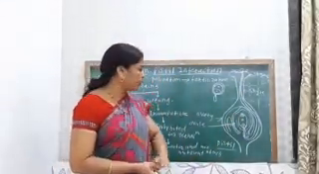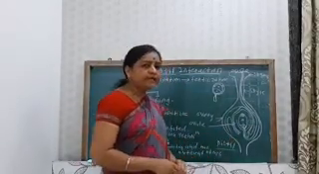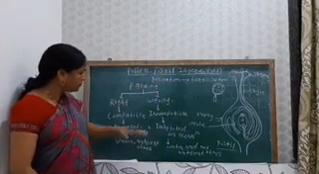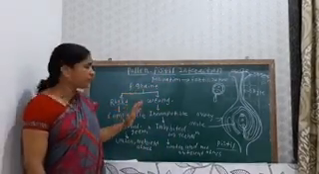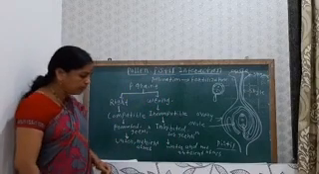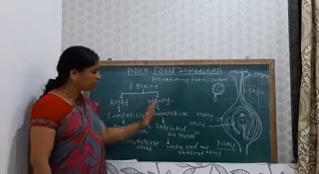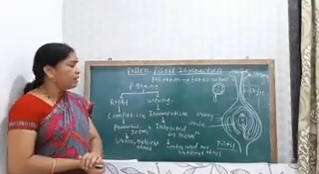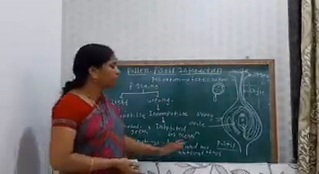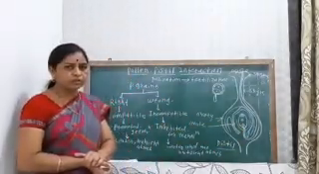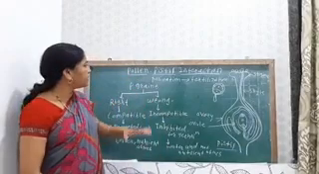So that is about pollen pistil interaction. In the pollen pistil interaction, the wrong type of pollen grain is mainly discarded by the pistil. That is, the pistil inhibits its germination.